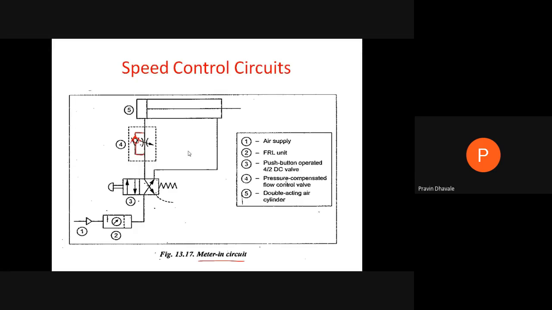Also, to control the speed of the piston during extension and retraction, what provision have we made? We are adding this element, that is the flow control valve with the inbuilt check valve.